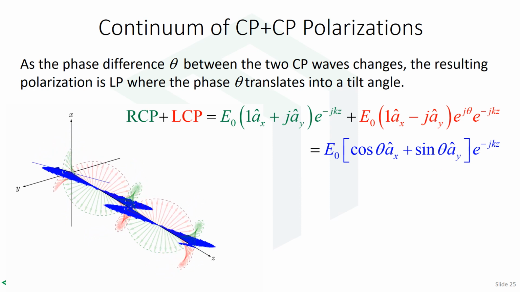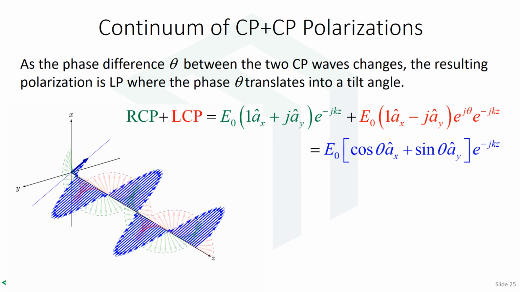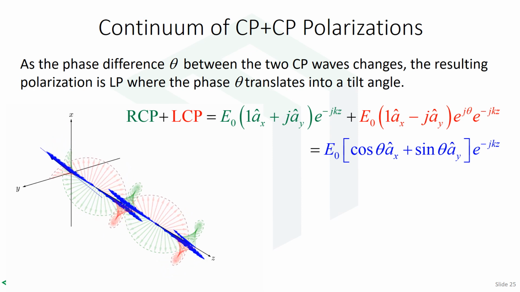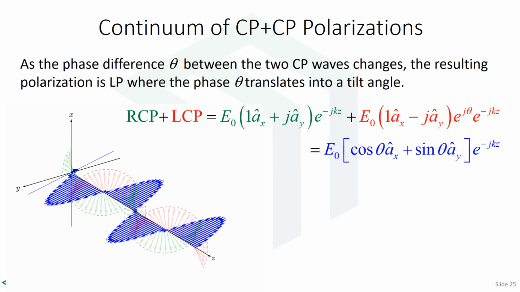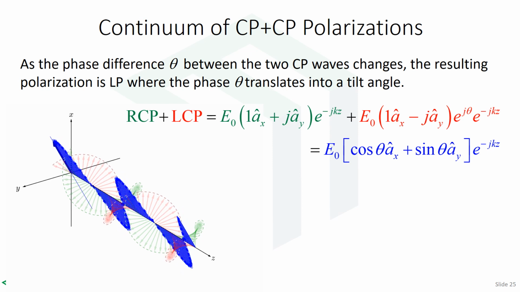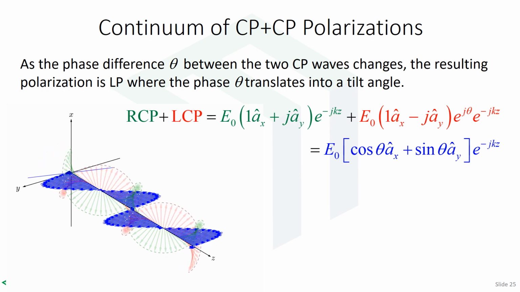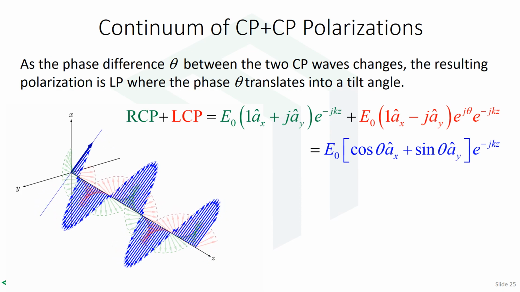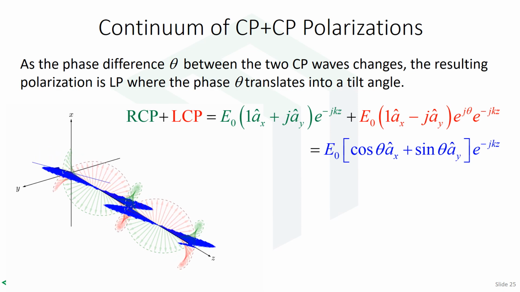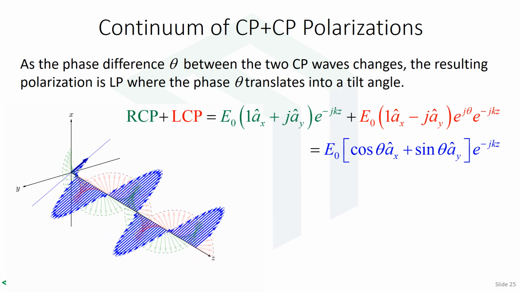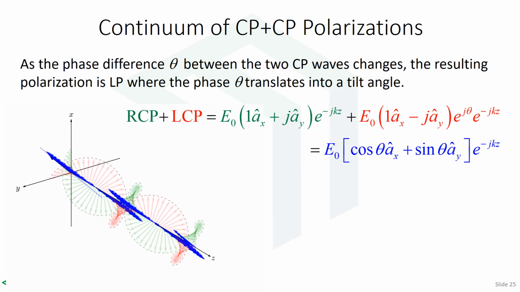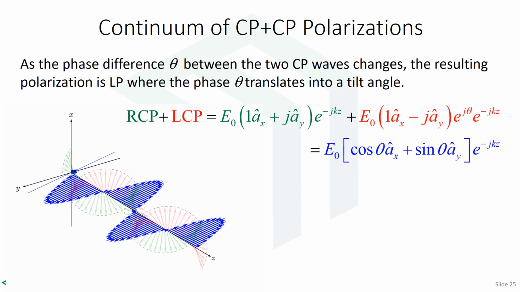So, two linear polarizations together, if they're plus or minus 90 degrees out of phase, we get a circularly polarized wave. As we slide the phase of one linear relative to the other, we get a continuum of polarizations that go from linear to elliptical to circular to linear to elliptical and back and forth. If we have two circularly polarized waves and we change the phase between them, we always get linear. However, the tilt of that linear depends on the phase between those circularly polarized waves. So this is a different continuum. We can't add two circularly polarized waves and get elliptical. We're always going to get linear, but the tilt of it depends on the phase of the two circular waves.